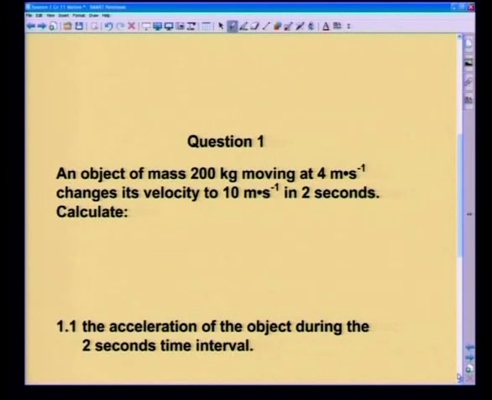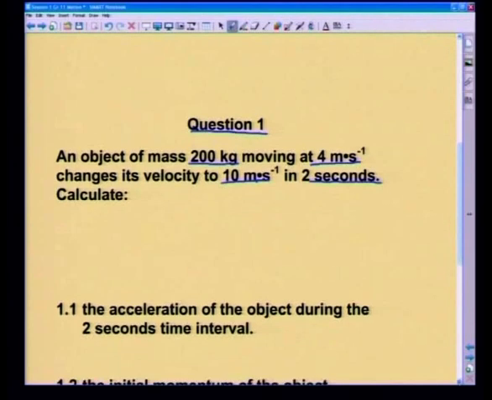I'm going to use a question to illustrate what I'm talking about. Suppose here we have got an object. This is question 1. An object of mass 200 kilograms moving at 4 meters per second changes its velocity to 10 meters per second in 2 seconds. Okay? It actually changes from 4 meters per second to 10 meters per second in 2 seconds. Now, let's look at this one. Calculate the acceleration of the object during the first 2 seconds.